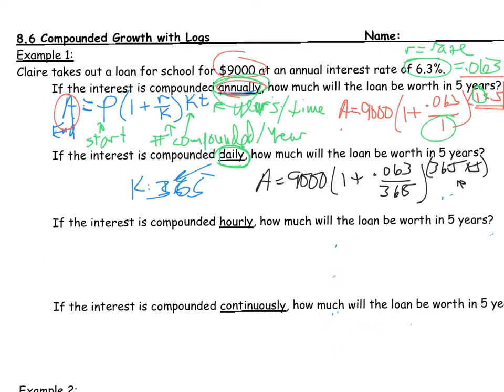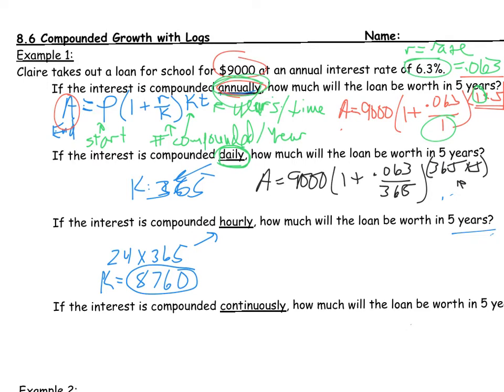Okay, so we got to figure out what K is here. It's compounded hourly. Now, most of the time we don't compound interest hourly, but we're just going to figure this out. How many hours in a year is what we're going to try and figure out. Well, there's 24 hours in a day times 365. 24 times 365 is 8,760. So our K in this case is going to be 8,760. So it's still 5 years. It should be more money. It's not going to be a ton more, but it's going to be a little bit more.